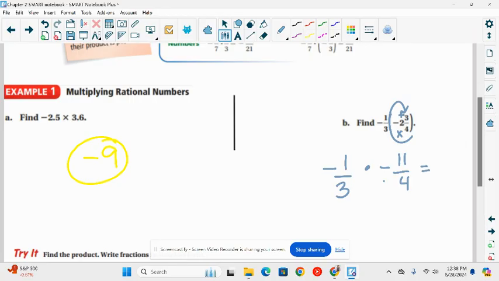All right. Can we do any cross-canceling here? What I mean by cross-canceling, the numbers that are across from each other, do they share a common factor? Can they both be divided by the same number? No? Okay. What about with 3 and 11? No. So there's no cross-canceling here. We just go straight across. 1 times 11 is 11. 3 times 4 is? And 11 twelfths is our answer.